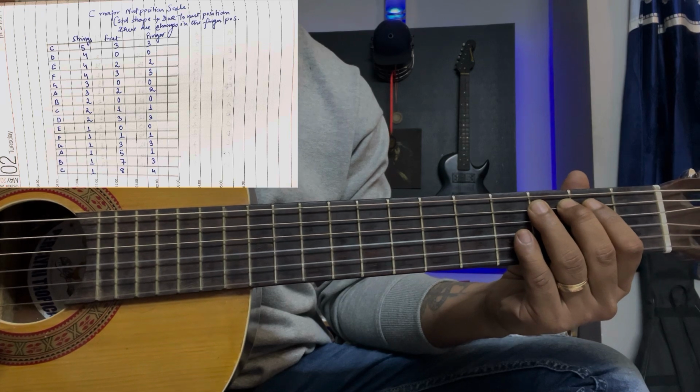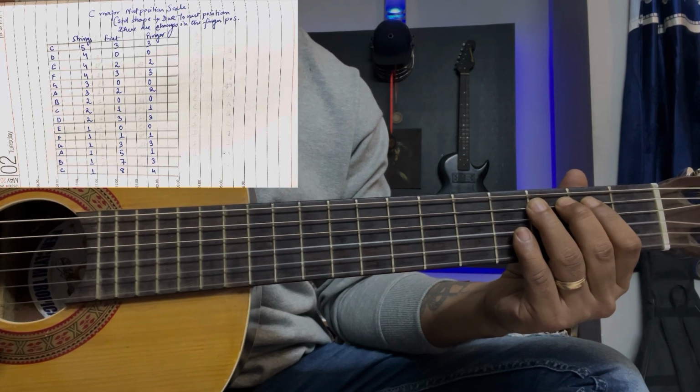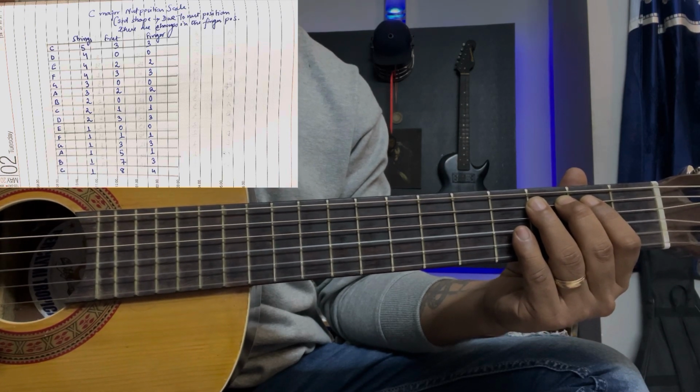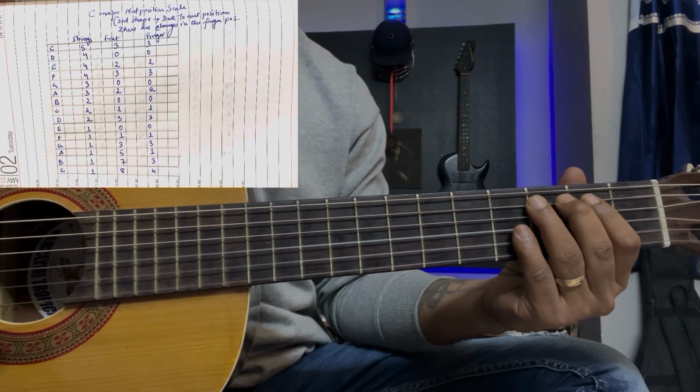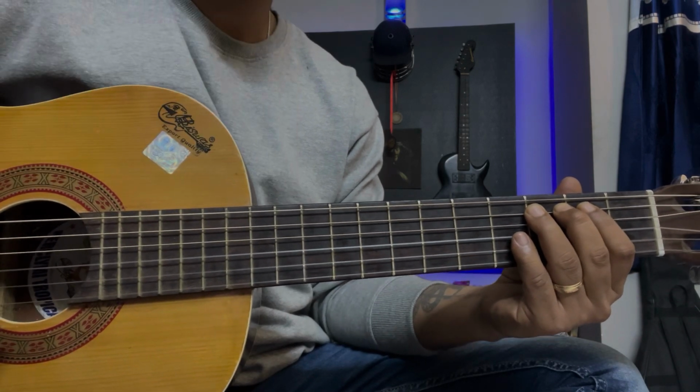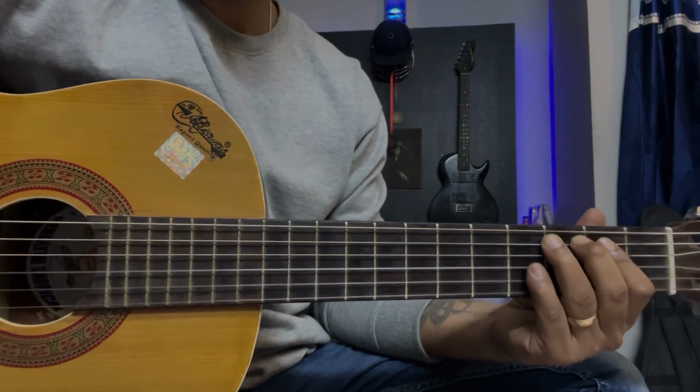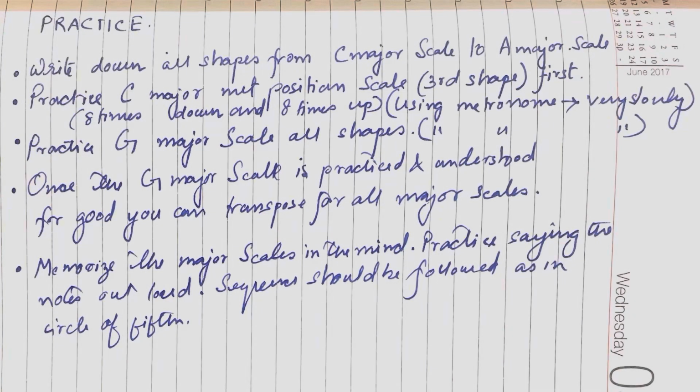You practice, and we'll go to the final practice session, and the home task that I always give you at the end of the lesson. Shall we move on. So here goes with the practice. Write down all the shapes from C major scale to A major scale, like the way I have shown in the pages. Write down all the shapes, memorize it.